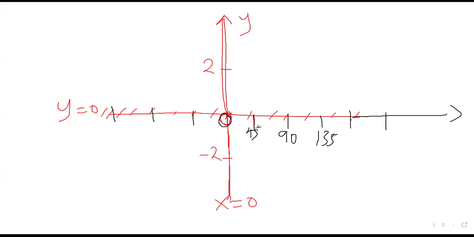135 plus 45, that's 180. And then 180 plus 45, that's 225. 225 plus 45 degrees, that's 270. And then you can extend it and proceed just like that.